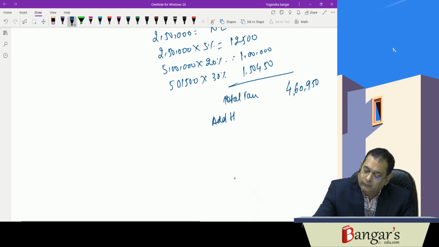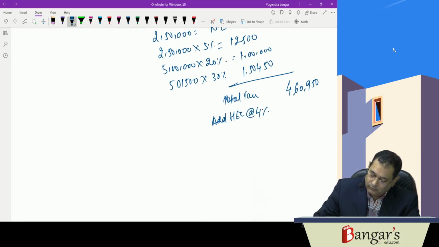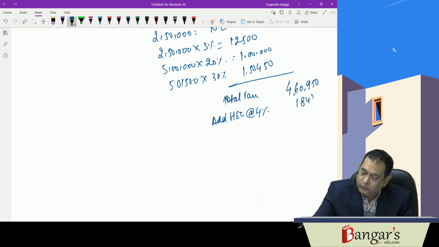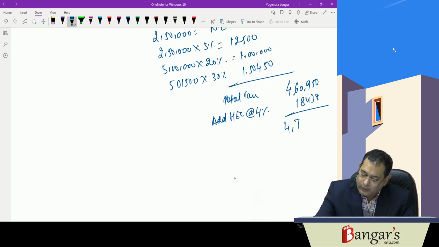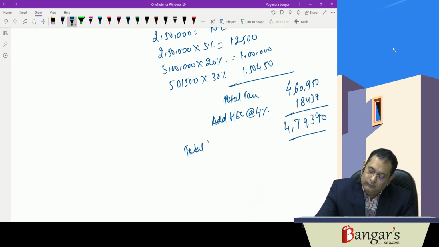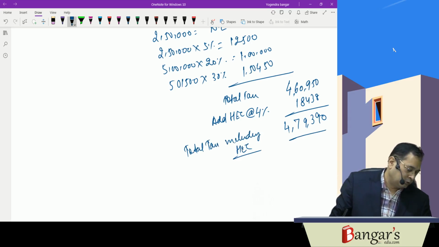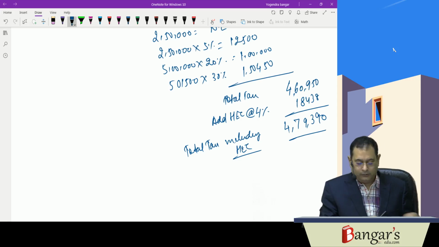Add HEC at the rate of 4%, 18,438. It is 4,79,390. This is the total tax including HEC.